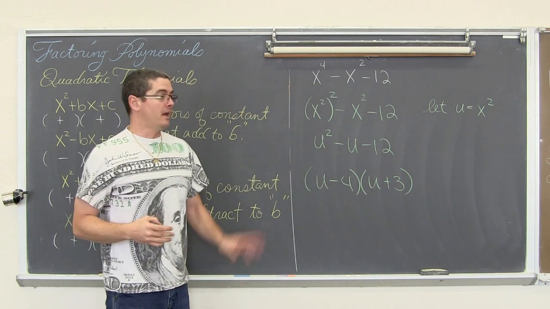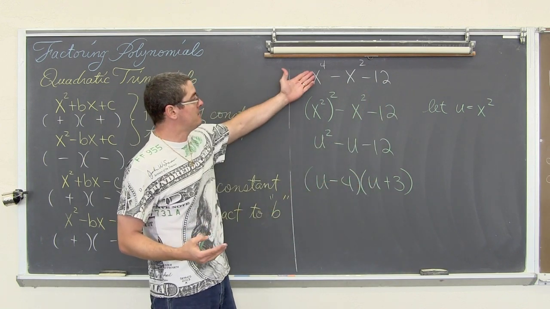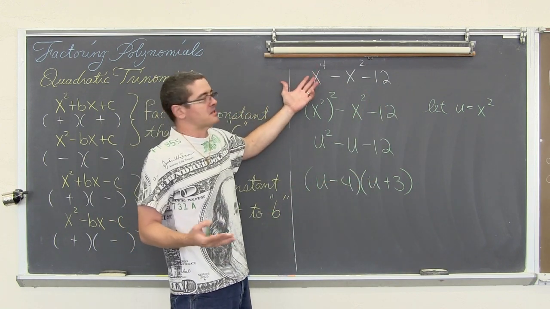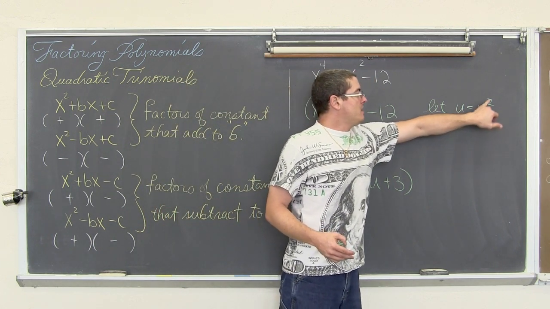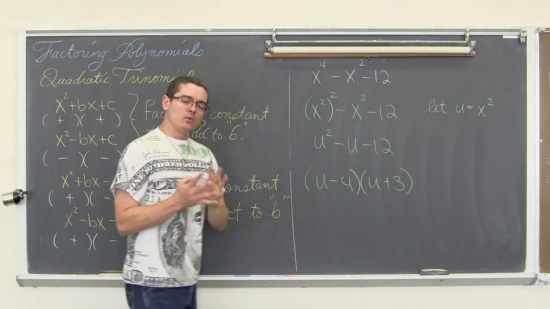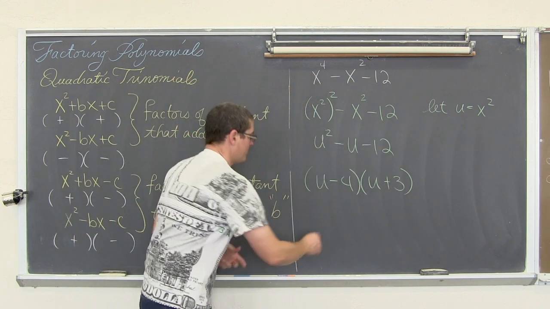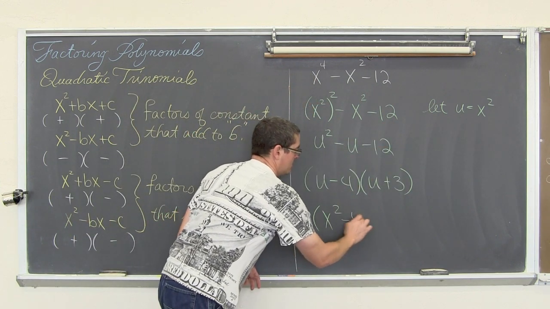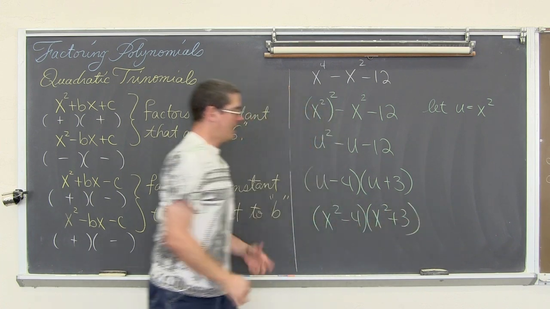And then remember that u was not in our original problem. It was x to the 4th. It had variables of x's. x to the 4th minus x squared minus 12. And I let u equal x squared to rewrite the question to make it look a little bit simpler. I can take that x squared now and plug it back in, and get to this problem.